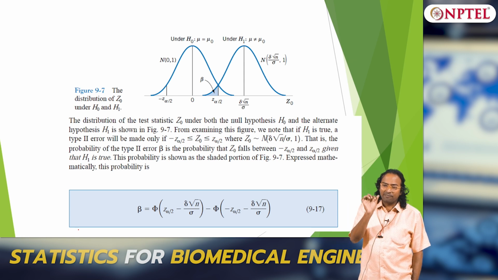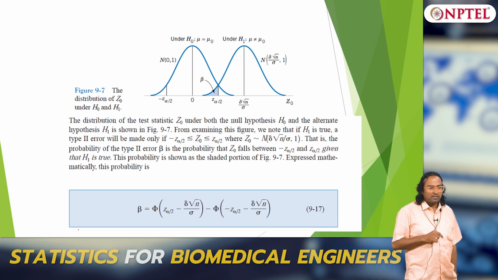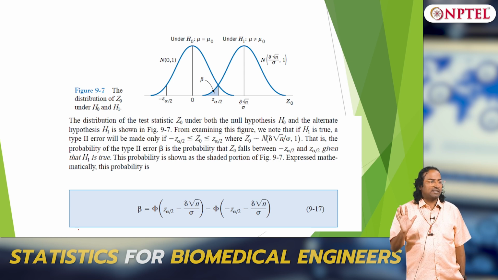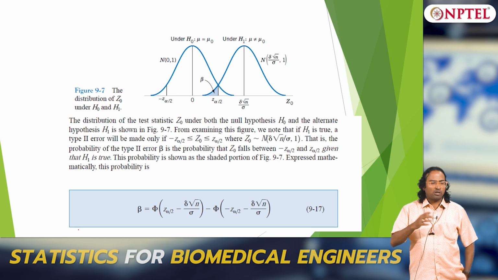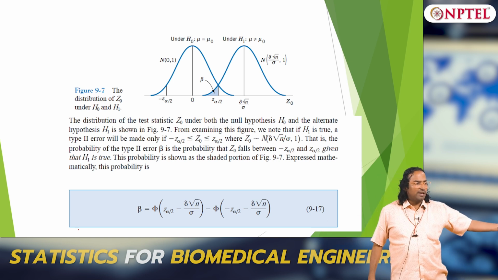The delta is the difference between what? The underlying is mu naught and the true mu. So mu equals mu naught plus delta, that is what we have assumed. Delta could be positive or negative, it does not matter. It could be on the right hand side or on the left hand side.